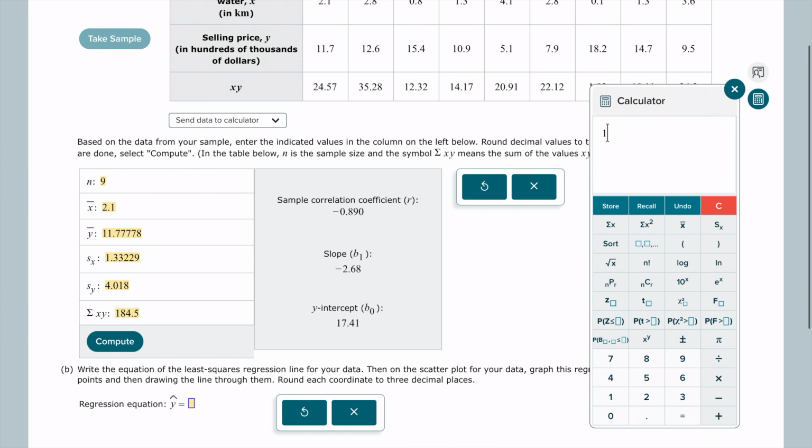So 17.41 times hundreds of thousands would be like 1.74 million. Like the average price if I'm 0 miles from the beach would be 1.74 million. For my slope, what that means is for every mile that I go away from the water, it's going to decrease the value by $268,000. Okay, this kind of makes sense in context, right?